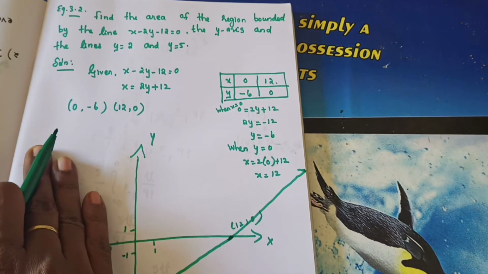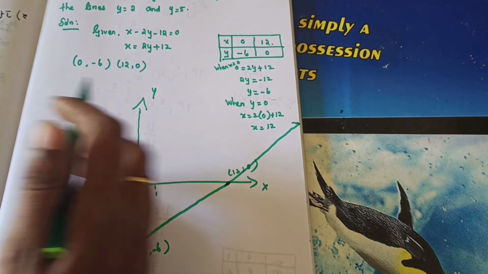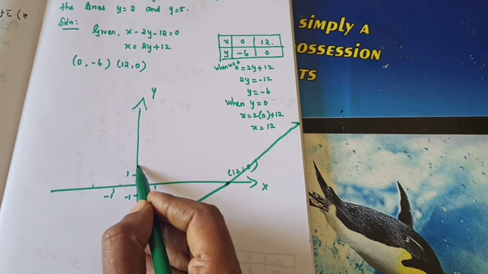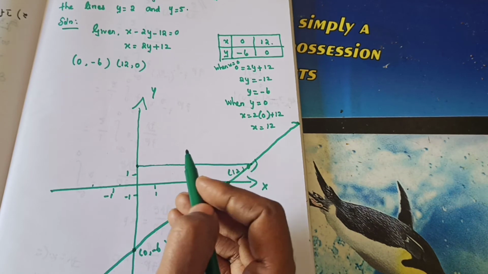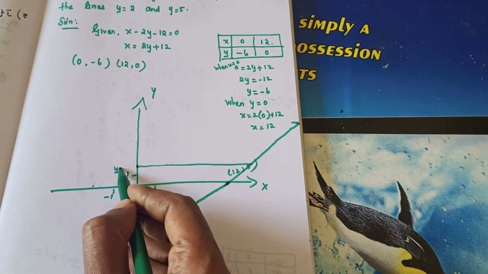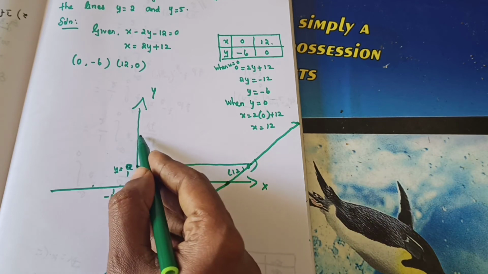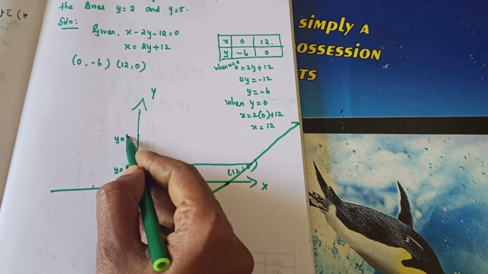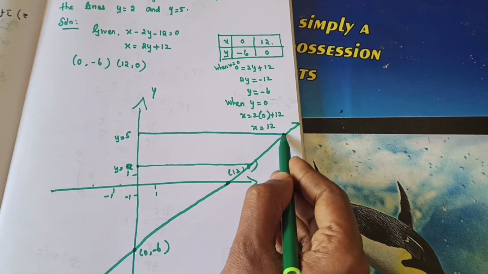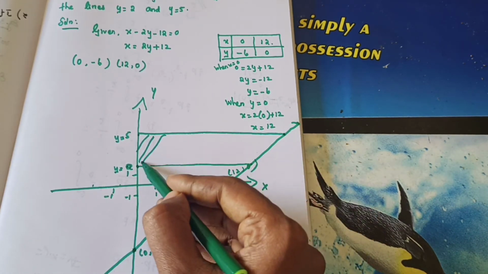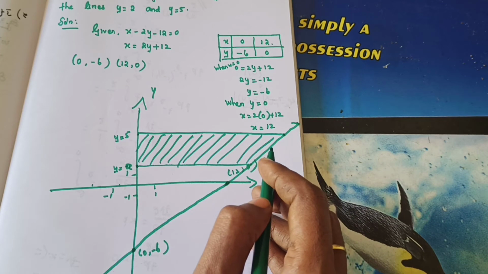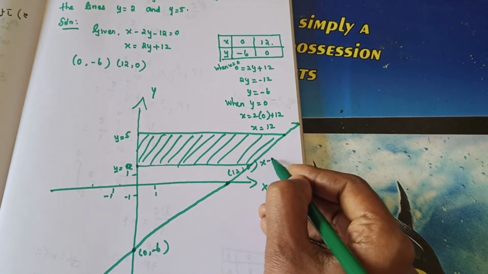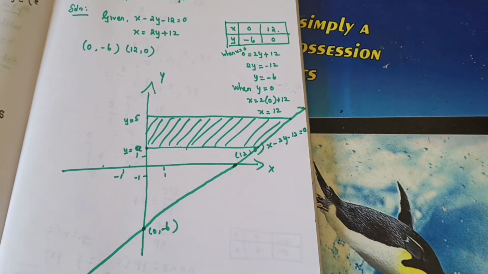Next. What's the limit given in your question? y equal to 2 and y equal to 5. So y equal to 2 means where will it be? It will be nearly here. Horizontal or vertical line? Horizontal line. So it is y is equal to 2. Then y equal to 5 will be approximately here. It's also a horizontal line. Join up to here. Understand? So this is the area bounded. For this one only you need to find the area. So write down the equation name also here: x minus 2y minus 12 is equal to 0. Very interesting. You can draw the diagram and you can enjoy.